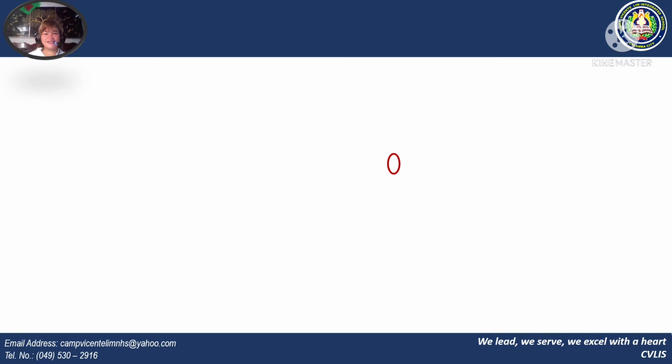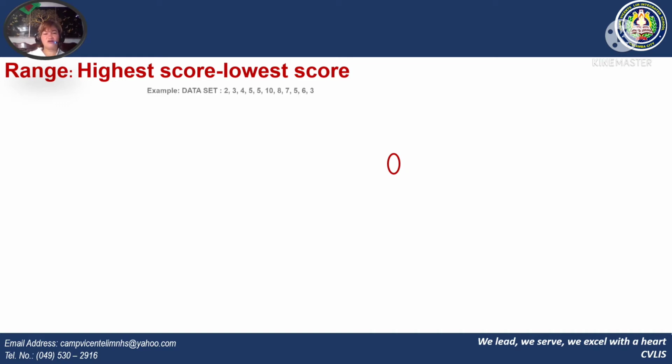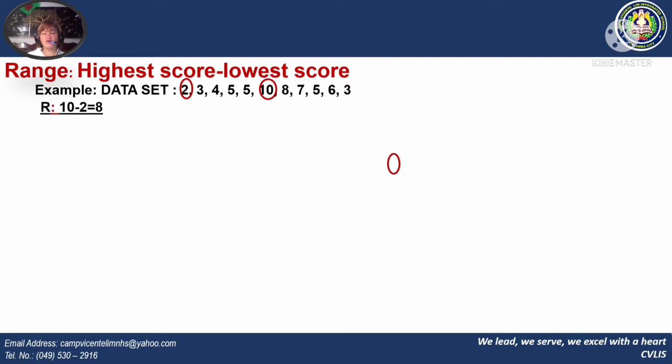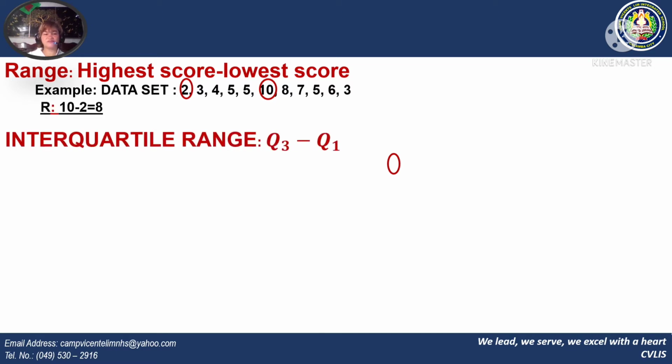To further discuss the variability of the data set, here are the examples. For the range, you simply subtract the lowest from the highest score of the data set. For instance, we have 2, 3, 4, 5, 5, 10, 8, 7, 5, 6, and 3. You pick the highest, which is 10, and the lowest, which is 2. So our range is equal to 8.